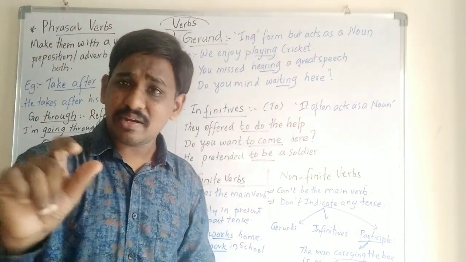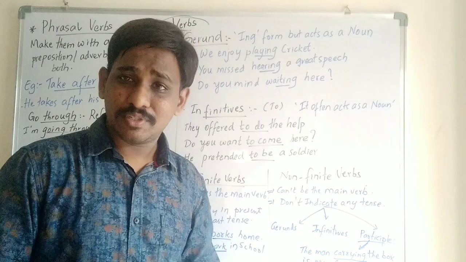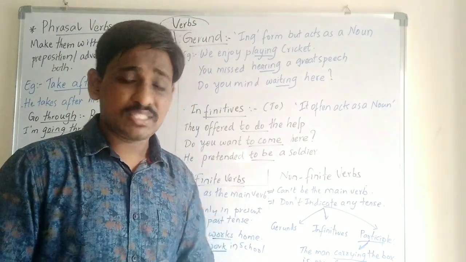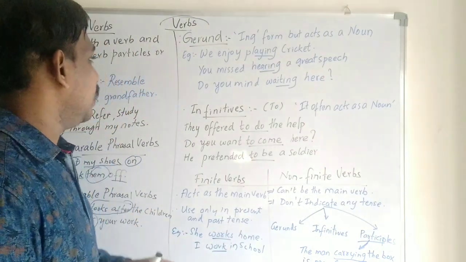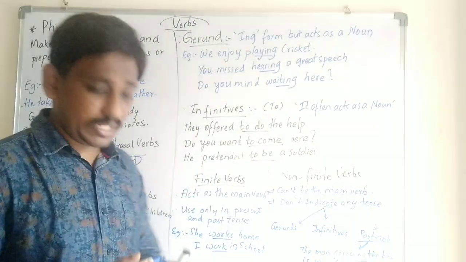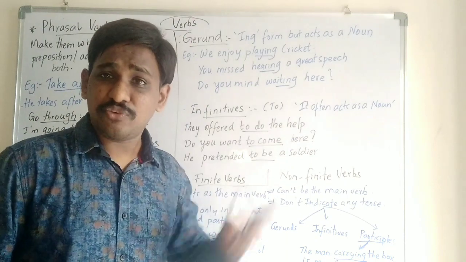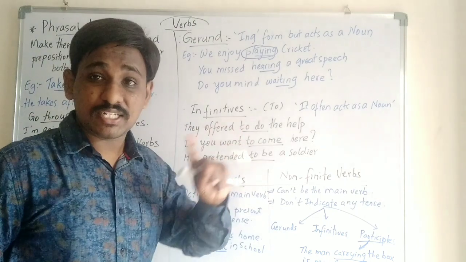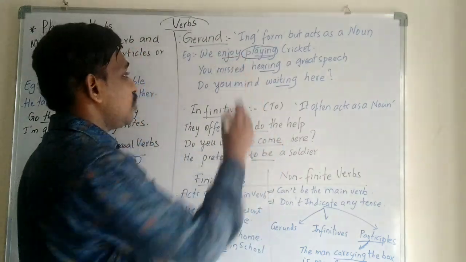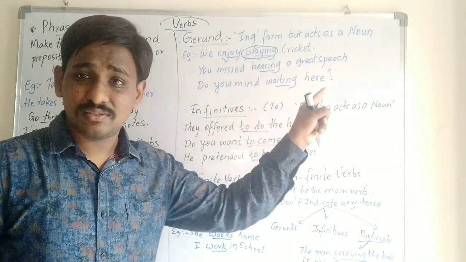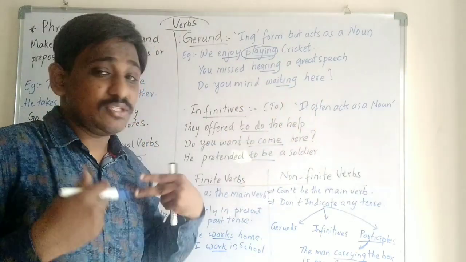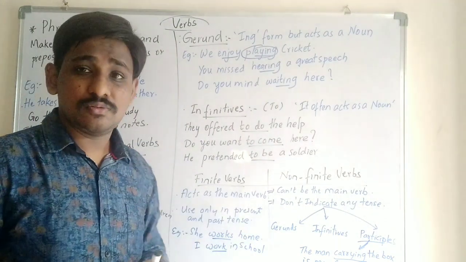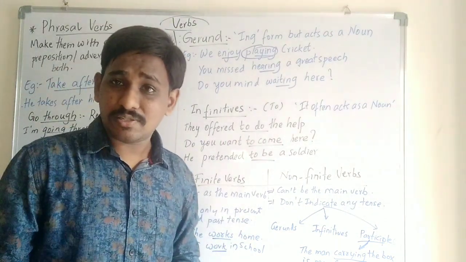Next part of our verbs is gerund. Gerund is an ing form which doesn't act as a verb. In fact, it acts as a noun. See examples here. Most of you get confused here. When I see a sentence, I enjoy playing cricket, and I ask the students to find a verb in it, many of them circle it. In fact, it's not the verb. Enjoy is the verb. Playing is a gerund. It's a noun there. I enjoy playing cricket. Next one, you missed hearing the great speech. I found a singing bird.